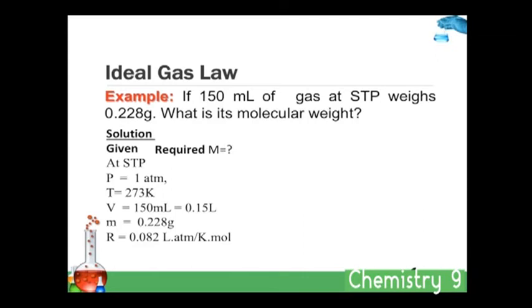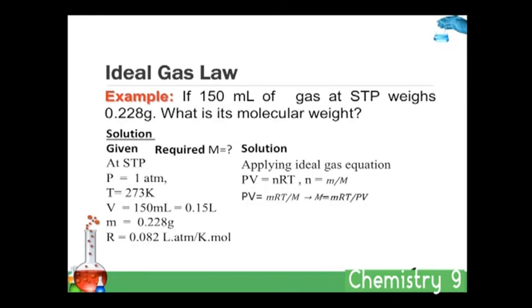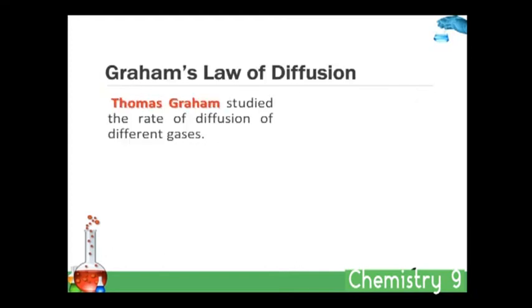We need to learn the molecular weight. So we apply the ideal gas equation. PV equals nRT, and n equals the mass divided by the molar mass. We know this from previous units. So let's solve for the molar mass. We get 34 grams per mole. We can check on the periodic table which gas this is.